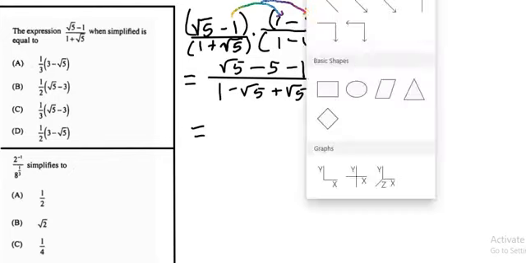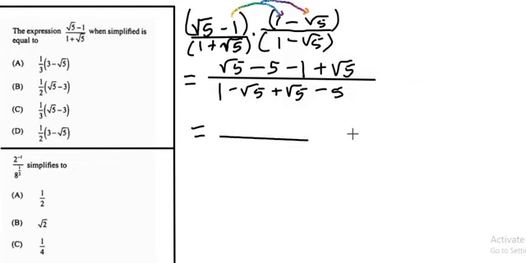Next, what are we going to do next? Let's look at this. Let's simplify this. So we have minus root 5 plus root 5. What will happen here? These will cancel. Same size, different signs will cancel. And we have 1 minus 5, which will give us minus 4.